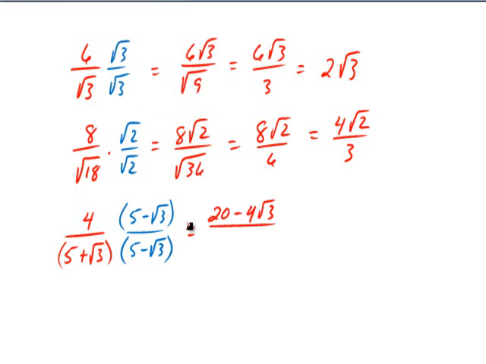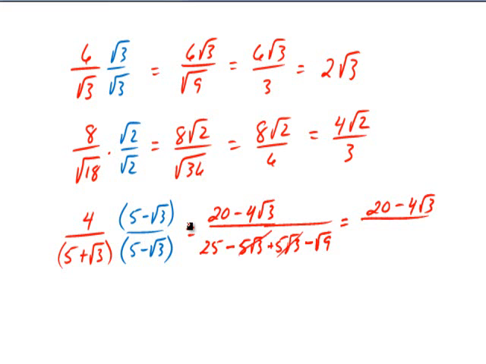In the denominator, if I expand this out, 5 times 5 is 25. 5 times negative root 3 is minus 5 root 3. Root 3 times 5 is positive 5 root 3. And positive root 3 times negative root 3 is negative root 9. In the denominator, when we multiply conjugates, the middle terms are always opposites of each other, so they'll just subtract out. And I'm left with 25 minus the square root of 9, which is 3.